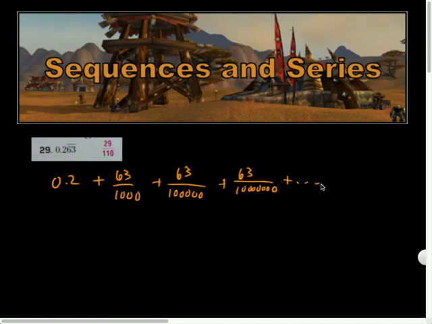And it goes on forever. Now, I can't find a geometric pattern for this. However, if I bracket this and this, I could find the sum of this infinite list and then just add 0.2 to it at the end. And that would be oh so great. So a sub 1 is going to be 63 thousandths.